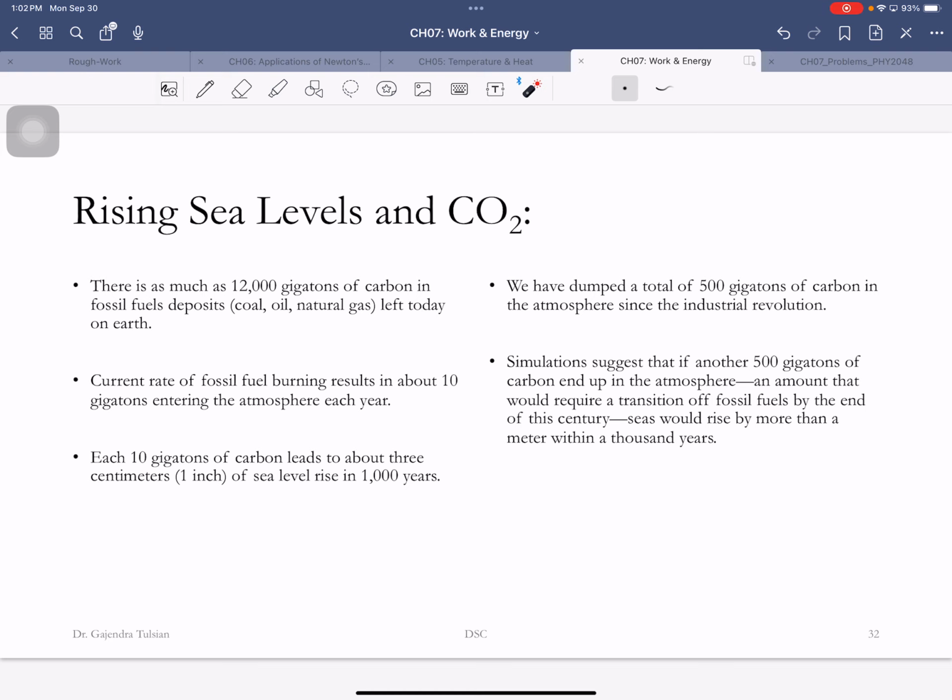Okay, so you have to be careful about these terms. When you see the numbers, they'll say how much carbon you dump and how much CO2 you dump. So the world is dumping about 40, again, these are rough numbers, billion tons of CO2 per year into the atmosphere.